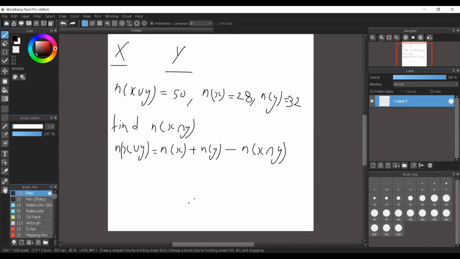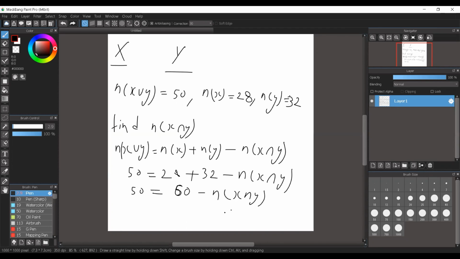Intersection. Okay, what we're going to do, just substitute the value. What is n of X union Y? 50. n of X is 28, plus n of Y is 32, minus n of X intersection Y. So it's going to be 50 equals 28 plus 32. What's 28 plus 32? 60. Yeah, 60, minus n of X intersection Y.